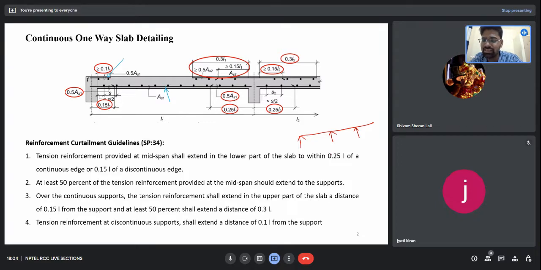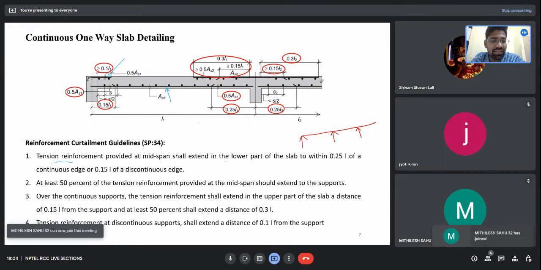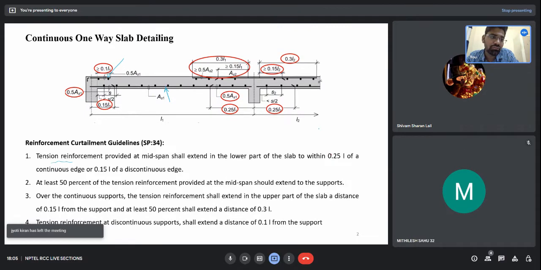So what does the first point say? The first point says that tensile reinforcement provided at midspan shall extend in the lower part of the slab to within a certain point. Don't get scared of these statements. Firstly, all of you answer me this question. Suppose we have a slab, and the bending occurs in this way. Then where will I provide the tensile bars, at the top or at the bottom? At the bottom. So at the bottom, I will provide the tensile reinforcement if sagging occurs.